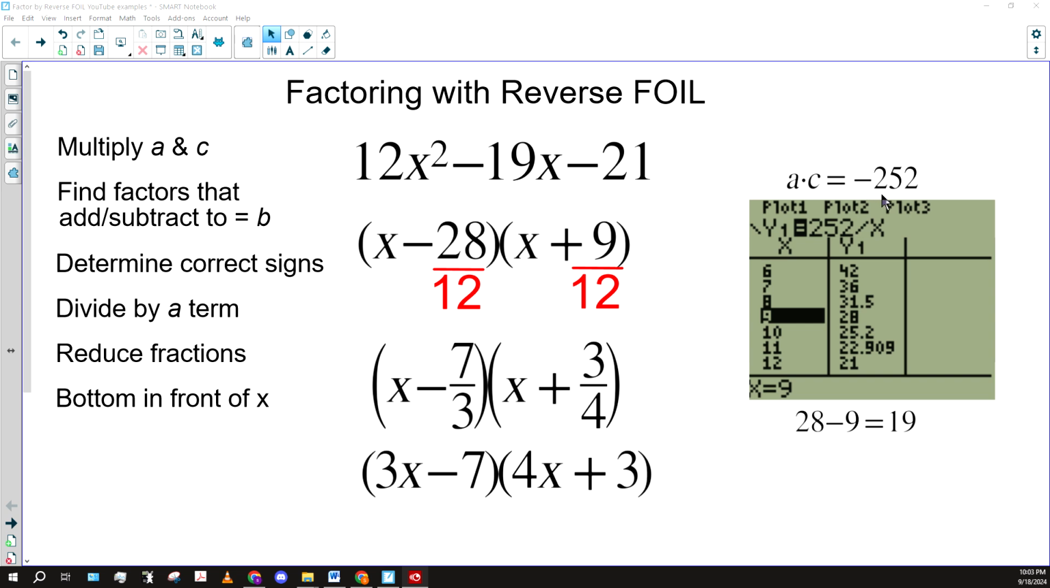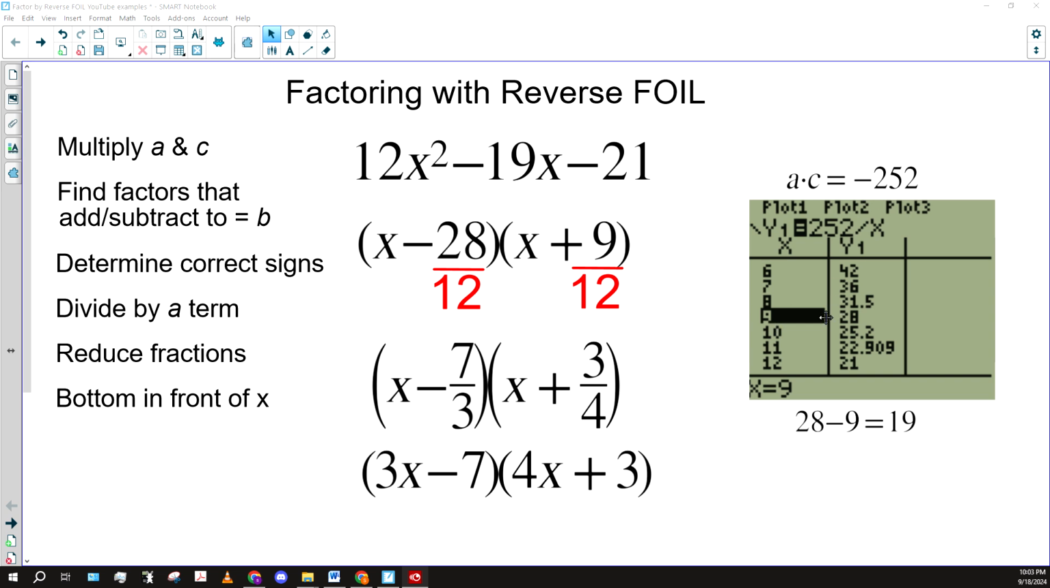It gives me a negative 252. To make my math quicker and easier to do, I'm going to go into my graphing calculator, and in the y equals, I'm going to type in the 252 divided by x. This will allow me to go to my table, and I will see all the multiples of 252, things that multiply and give me 252. I'm looking for the b term, so finding factors that add or subtract to be the b term, and I'm going to subtract them because it says negative 252.